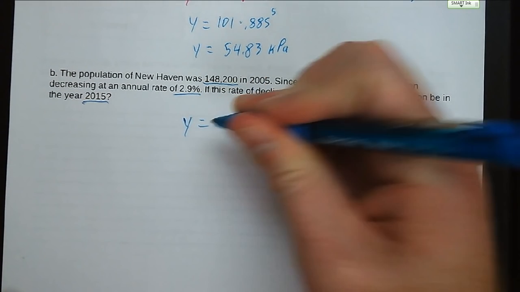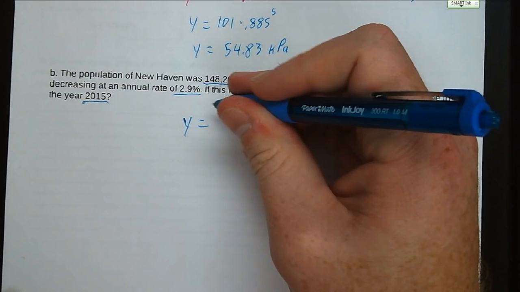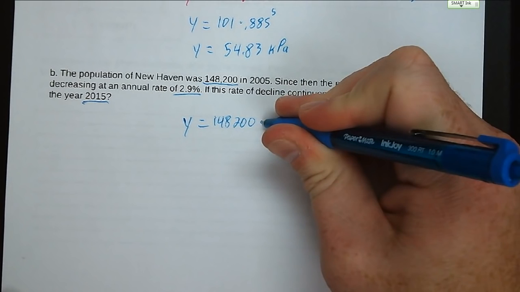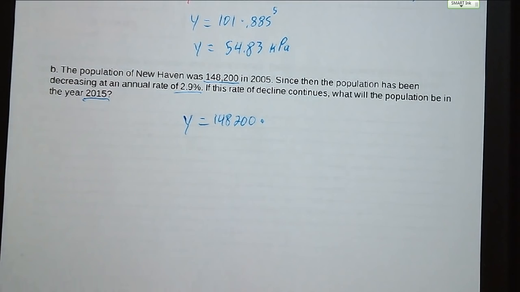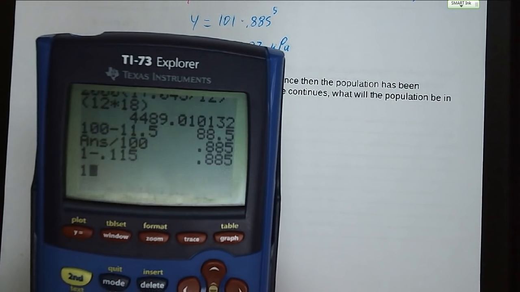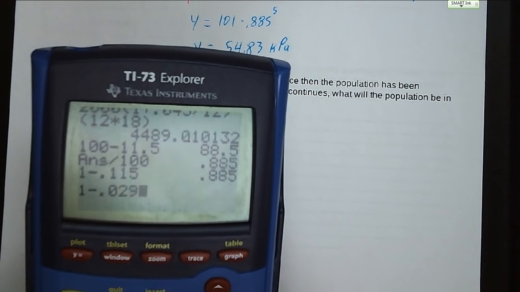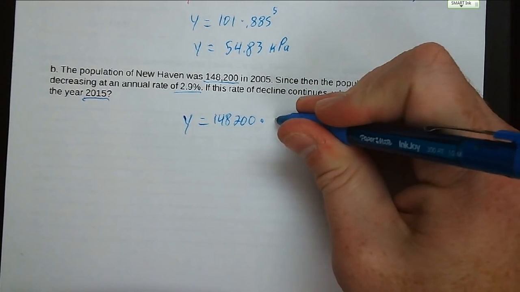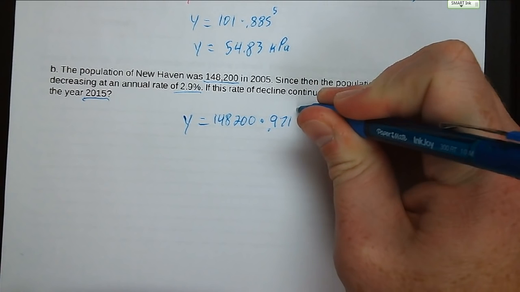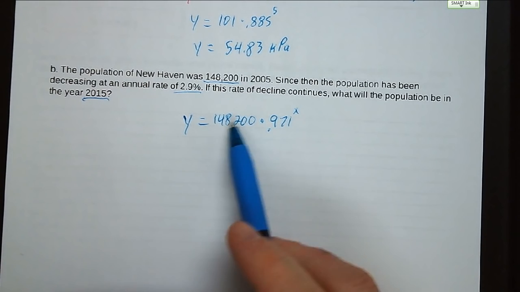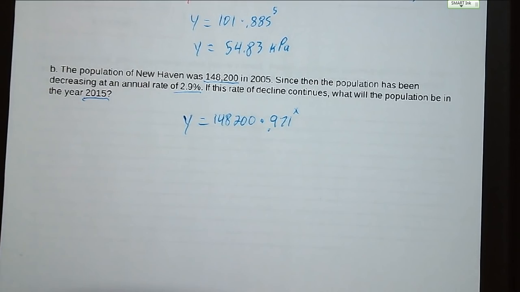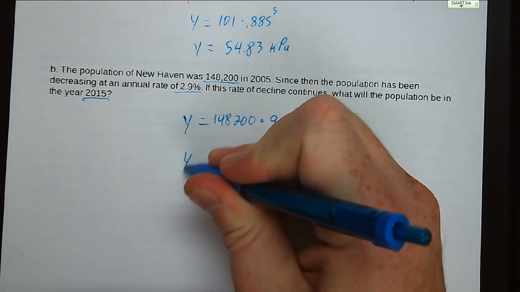So we start off, y equals our starting amount, 148,200, times our annual rate. So we've got 1 minus 0.029, and it is 0.971. So times 0.971 to the x power. So this is saying our initial population, we're going to multiply it by 97.1%, because that's how many people are going to be left every year. This is going to give us an equation, or a number that is how many people are left.